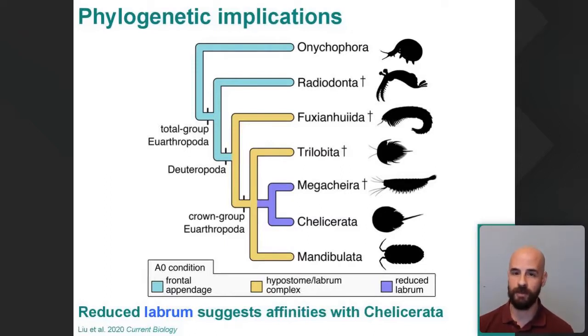So the main implication here is that we can follow the evolution of the protocerebral appendages from being this ancestral frontal appendage, as we see in onychophorans and radiodonts, transforming into this hypostome-labrum complex that we see in things like trilobites. And in the case of megachirons specifically, because the labrum is reduced quite significantly, this strongly suggests affinities with chelicerates, because chelicerates, unlike mandibulates, have a labrum, but the labrum is almost invisible in the adult form.